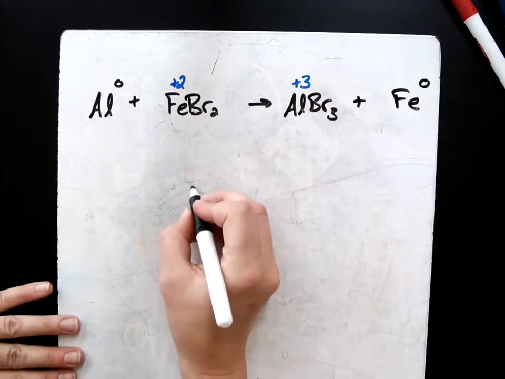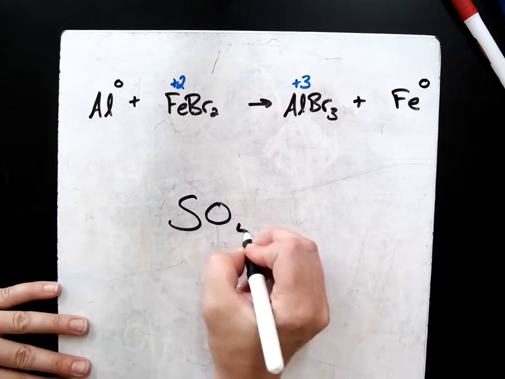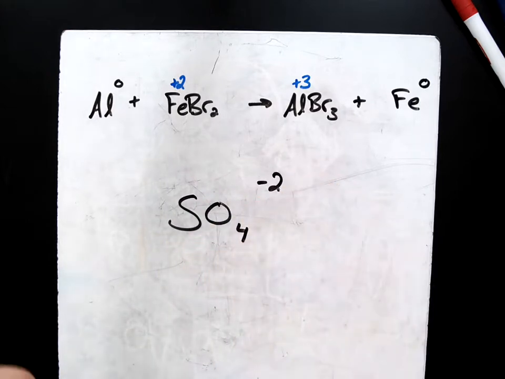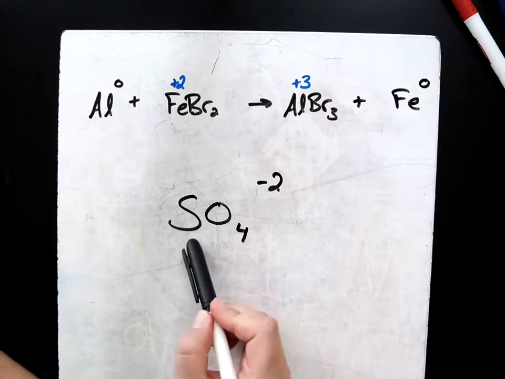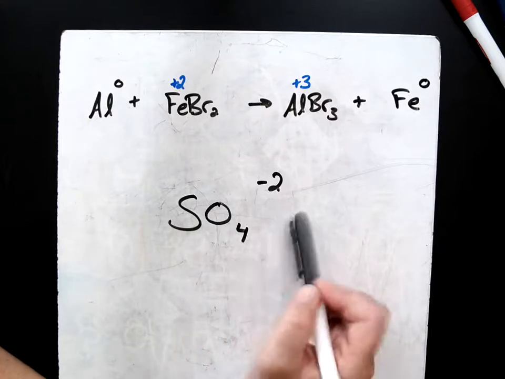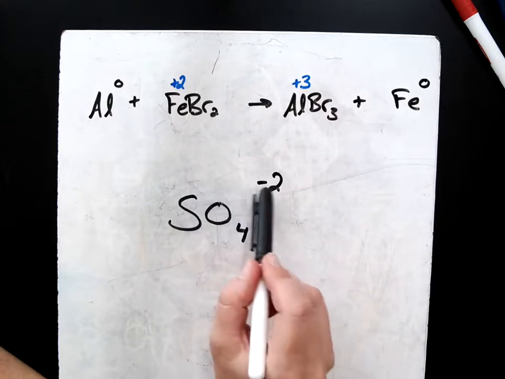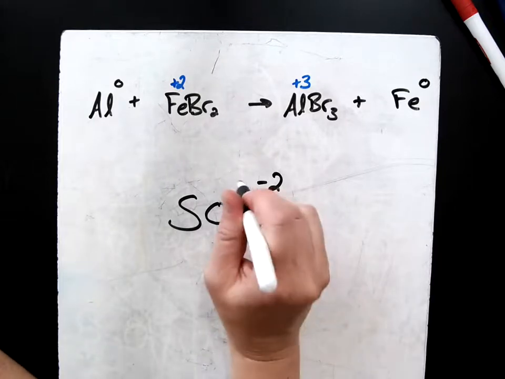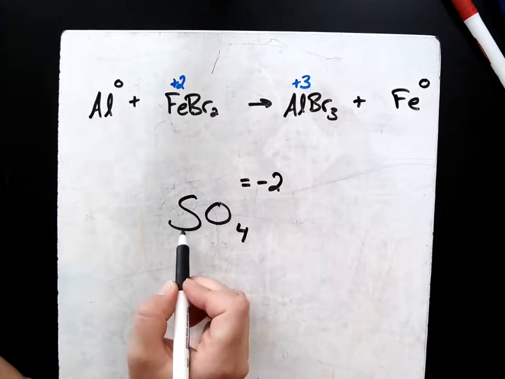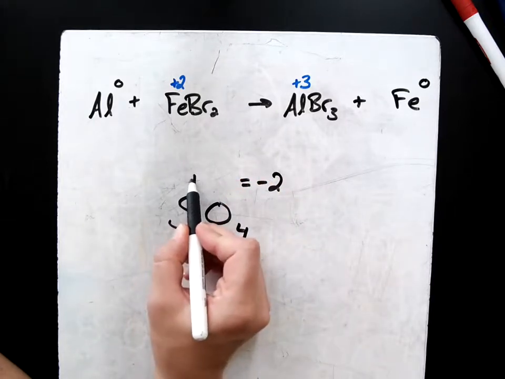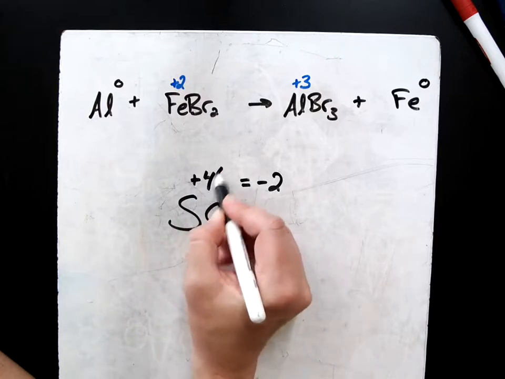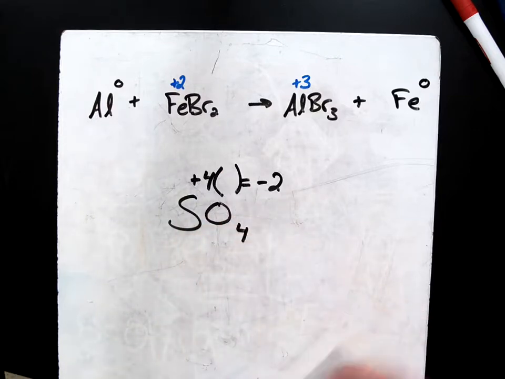If I look at the sulfate ion, SO4 with a -2 charge, instead of everything adding up to 0, this is not a neutral compound, all the charges are going to add up to -2. So whatever the oxidation number of the sulfur is, plus 4 oxygens. Okay.